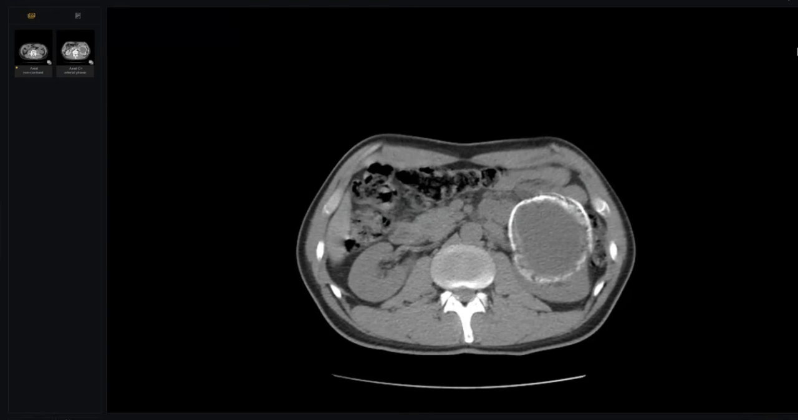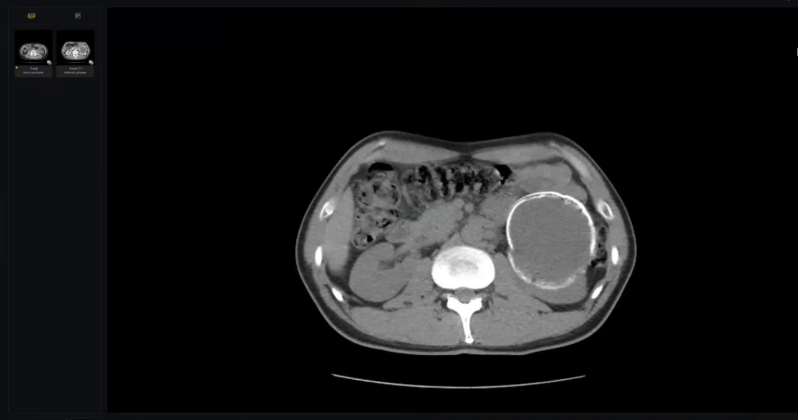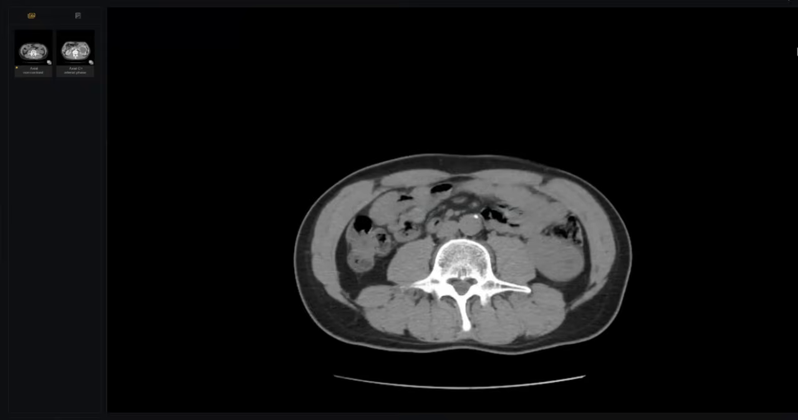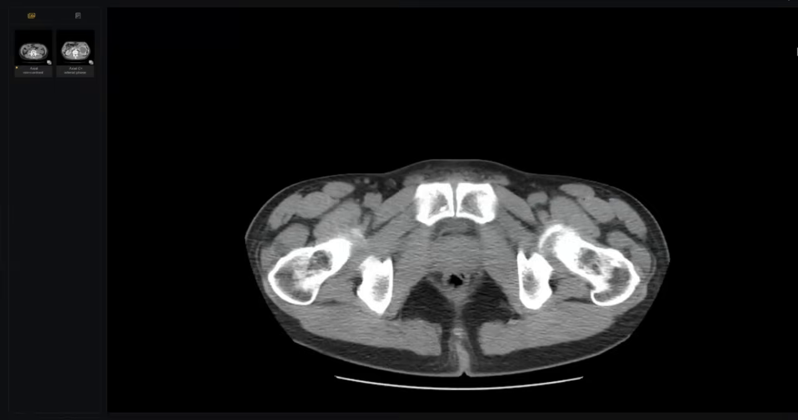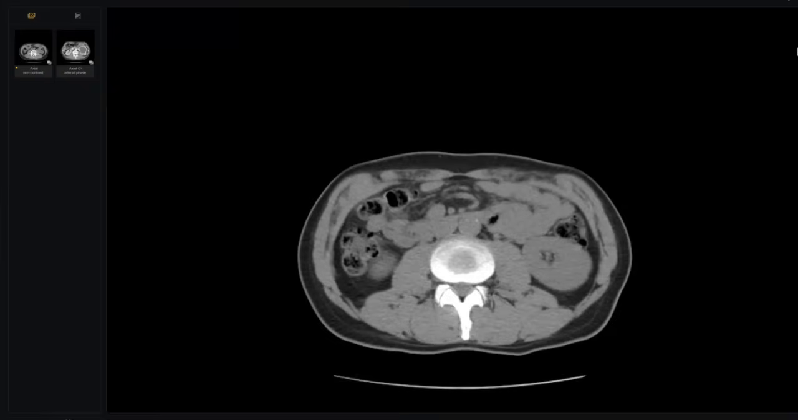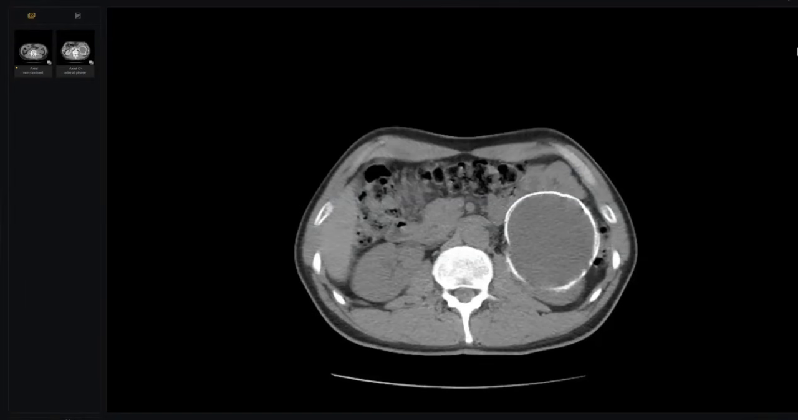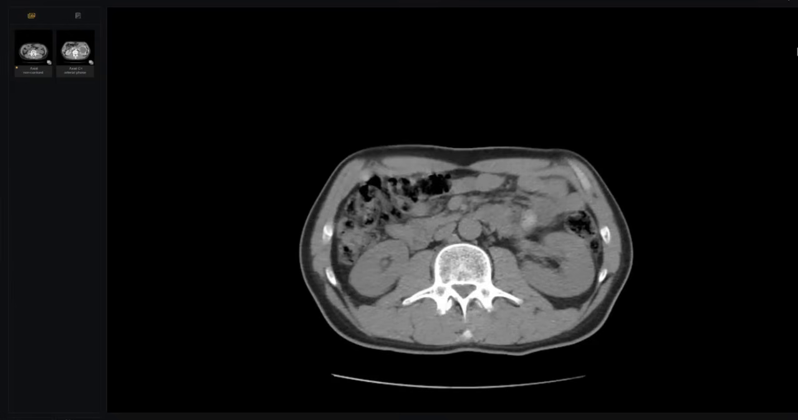You didn't request a contrast, so I'm not able to. So these are the non-contrast images. In the left kidney, I noticed that there is a large hypodense lesion, most likely a cystic lesion with peripheral calcification seen in the left kidney, which is causing compression over the adjacent renal parenchyma, also displacing the surrounding bowel loops.